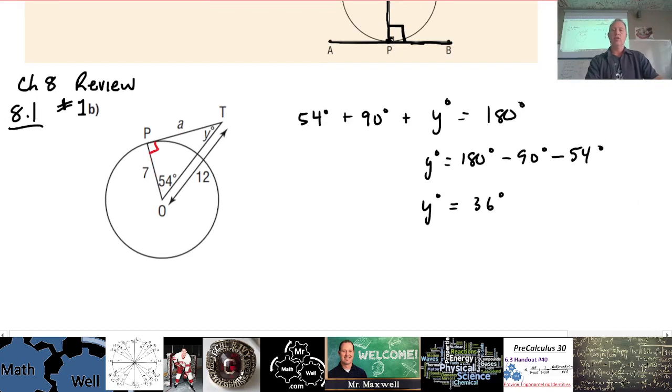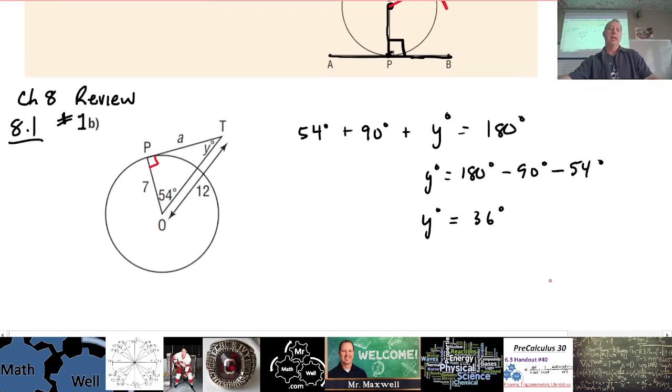Okay? So if you have a question like this, and I've done it for you here, so you don't have to do this, just look at the answer here. This is a 90 degree angle because this is a tangent line and that is a radius. So this is a 90 degree. That means that 54 plus 90 plus y has to equal 180. You can solve then for y. Y has to be 36: 180 minus 90 minus 54. Questions?